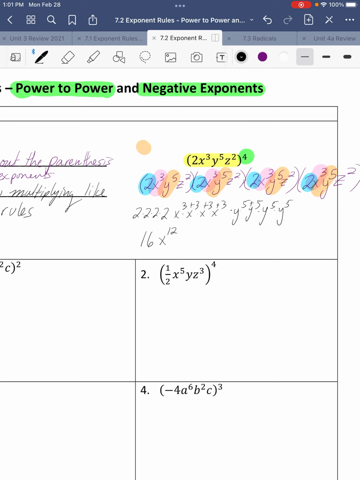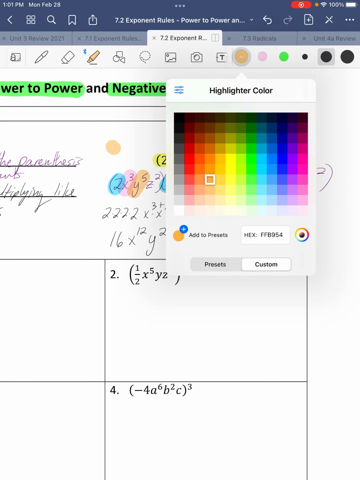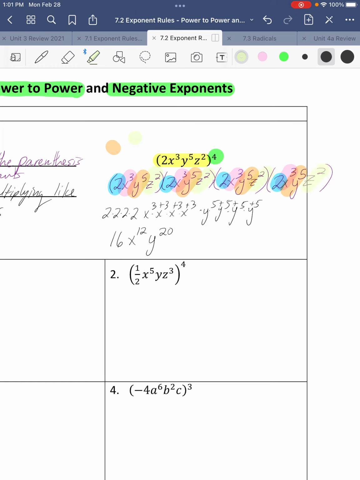And lastly, we have our z's. So the z's, we have z squared, z squared, z squared, and z squared. So we multiply those out. Z squared, z squared, z squared, times z squared. You add your exponents with like bases. The like bases are z. So that's going to be 4, 6, 8. Z to the 8th. There's your final answer.